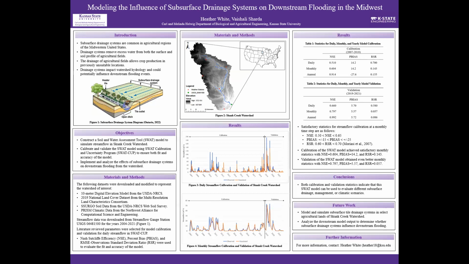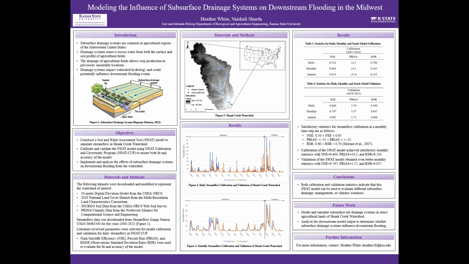Due to this, the objectives of my research are to construct a Soil and Water Assessment Tool, or SWAT model, to simulate streamflow in my watershed of interest, Skunk Creek watershed; to calibrate and validate the SWAT model using the SWAT Calibration and Uncertainty Program, or SWAT-CUP, to ensure both fit and accuracy of the model; and to implement and analyze the effects of subsurface drainage systems on downstream flooding from the watershed.